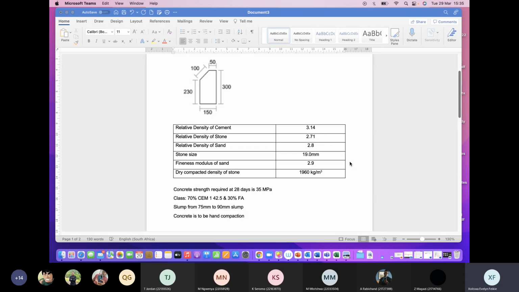As soon as you get it, you will multiply that value with the relative density of sand. In their case, it was 2.72. In your case, what do you have there? It's there on the table. Relative density of sand is also given. So please apply the information that you have on the formula and give the value of the volume of sand.